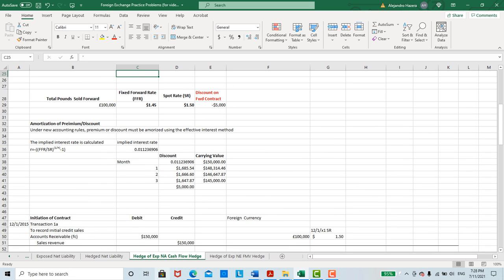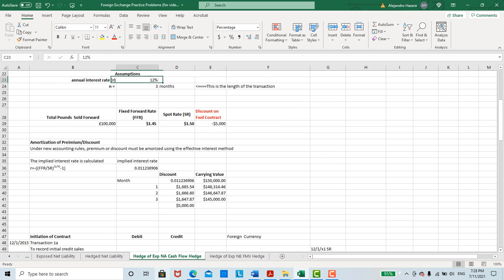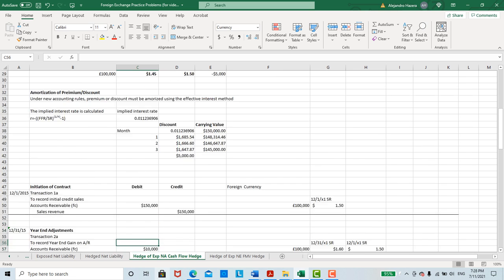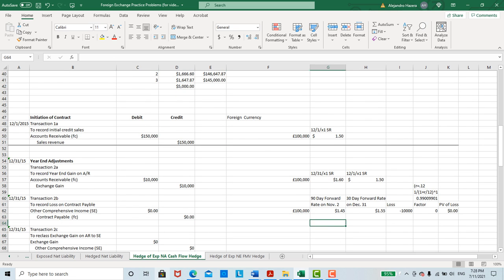Recall, this assumption was made right here. I should have plugged it in there. So sorry about that. But anyway, the factor that you're going to use is you're discounting the loss that you're going to realize in 1 month by 1 month at 12%. And so the present value of the loss is 10,000 times that, which means the present value of your loss is that right there.